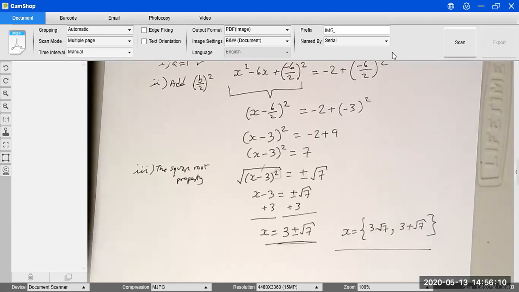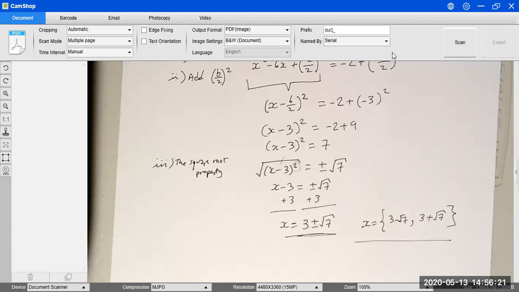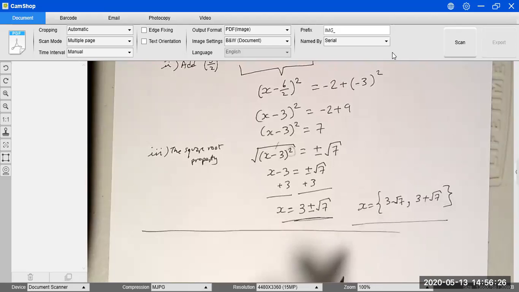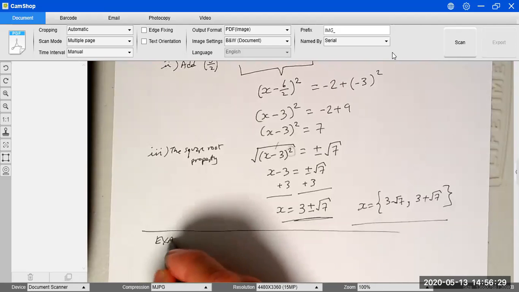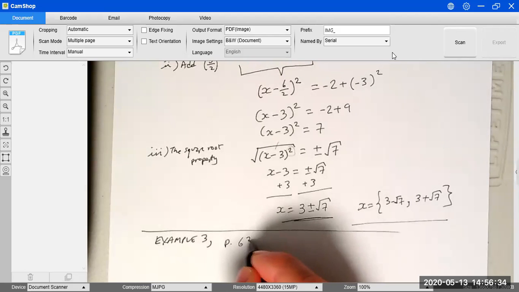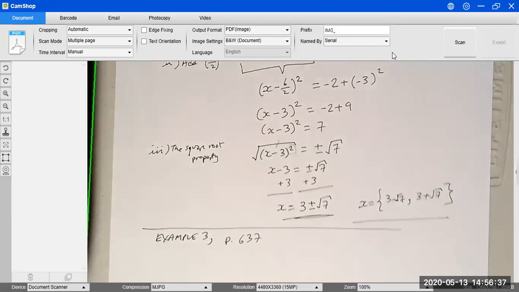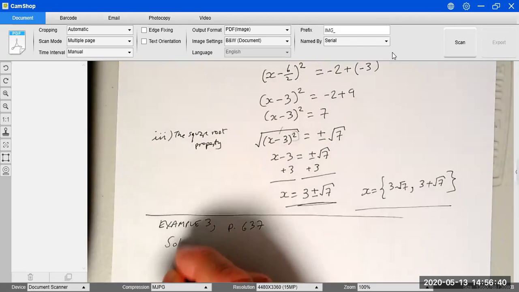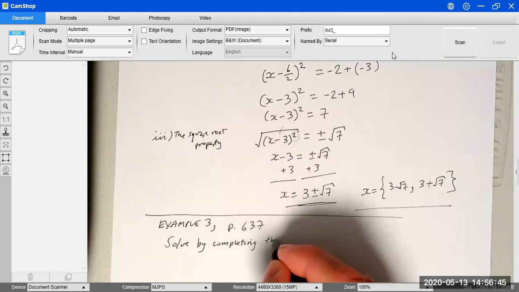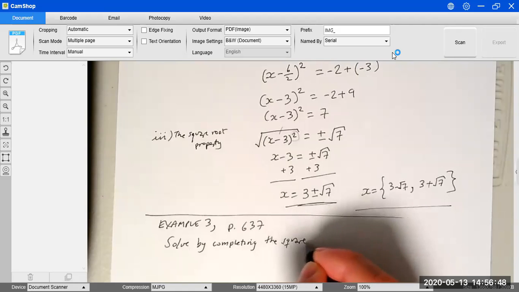So I have one more problem, and then you're going to have to solve several exercises to practice this, which is a very important procedure in algebra. So let's go one more example. We have example 3 on page 637. So we're going to solve by completing the square.